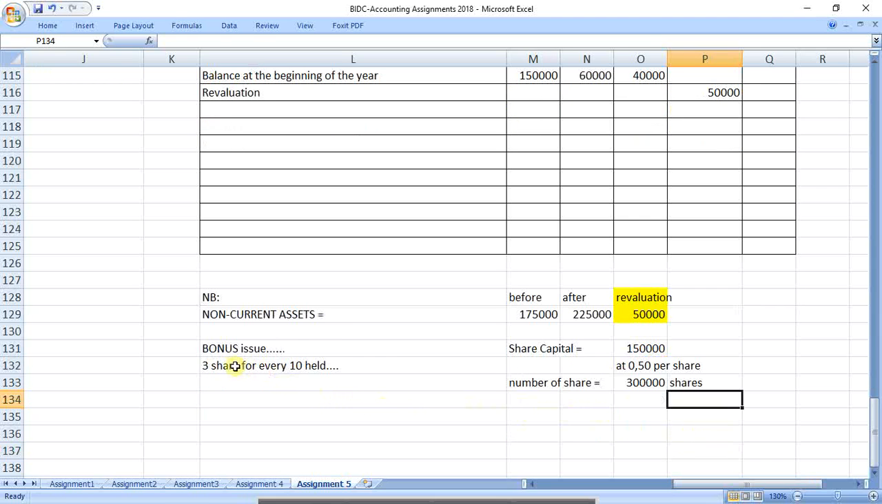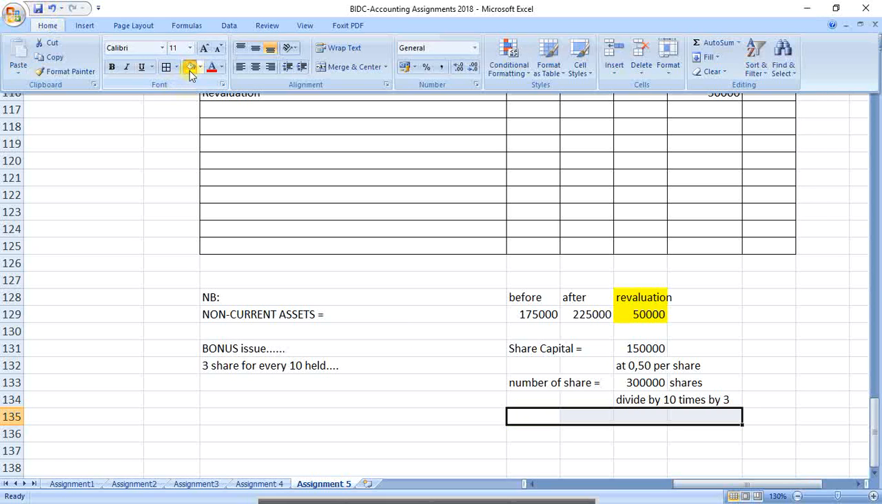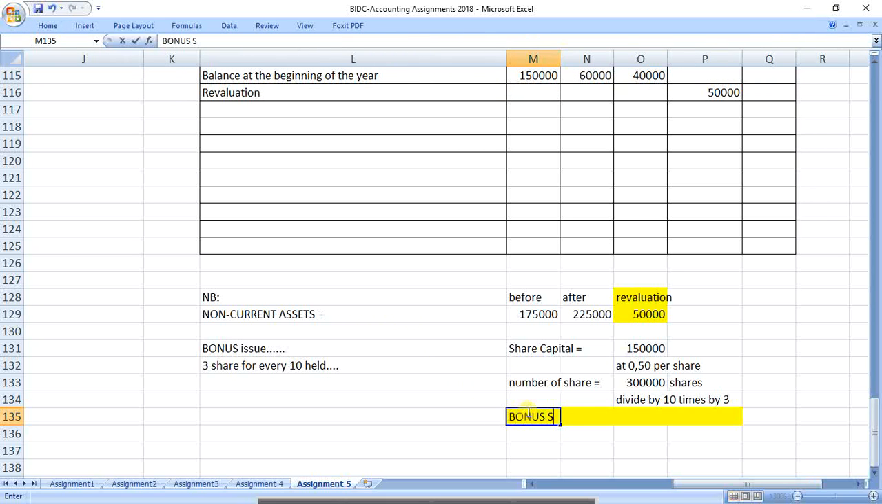Right, so now I'm going to be giving 3 shares for every 10 held. Okay, so divide by 10 times by 3. So this is what I'm going to be issuing. That's the bonus. Okay, so bonus shares equal, let's work it out, 300,000 shares, divide by 10 times by 3, 90,000 bonus shares. Okay, that you need to write down somewhere. Yeah, I'm going to write it on here.